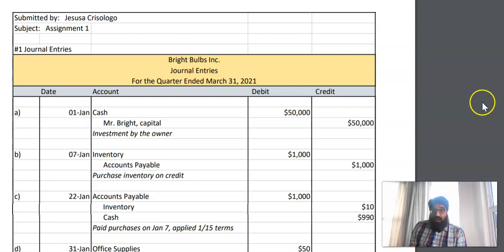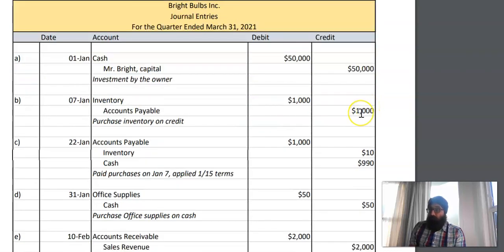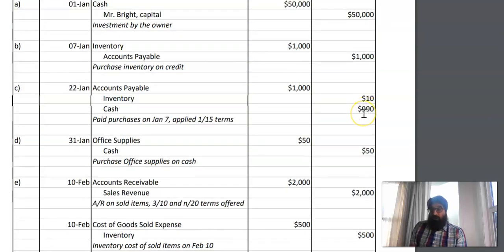The only feedback I'd have for her at this point would be not to have dollar signs in your journal entry. That's typically not a common practice, and things just look a little bit cleaner if you don't have the dollar signs. But overall, a really good job.